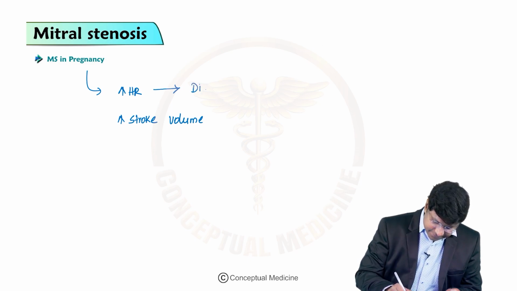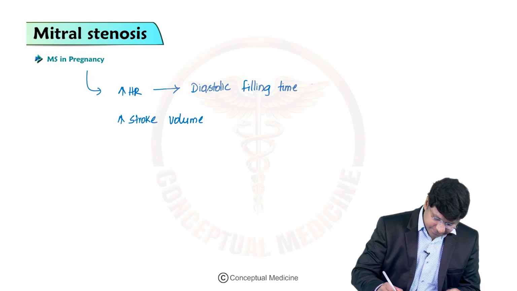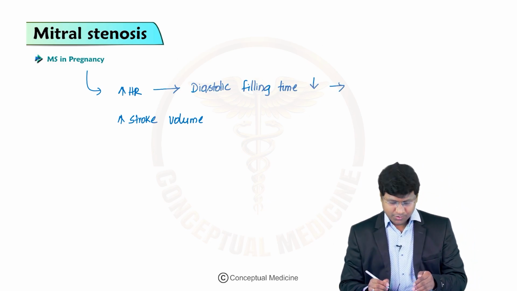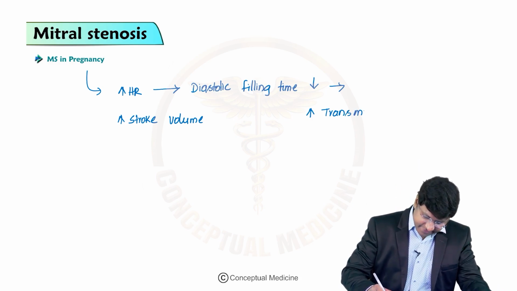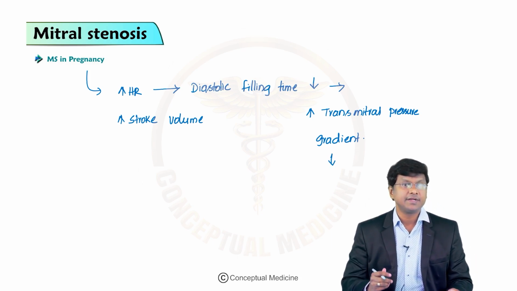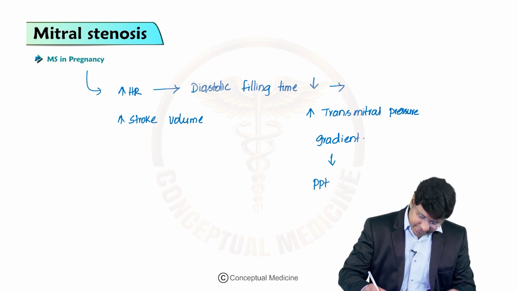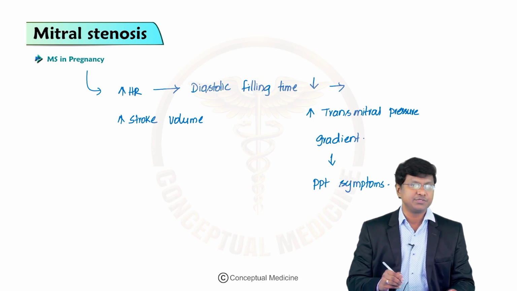Whenever there is increase in the heart rate, what will happen? The diastolic filling time will be decreased. So when the diastolic filling time is decreased, what will happen to your transmitral pressure gradient? There will be increase in the transmitral pressure gradient, and because of increase in transmitral pressure gradient, that will precipitate the symptoms in individuals with the mitral stenosis.